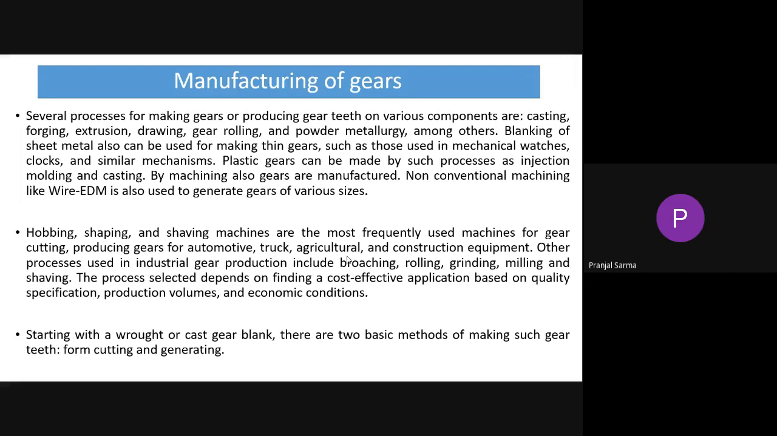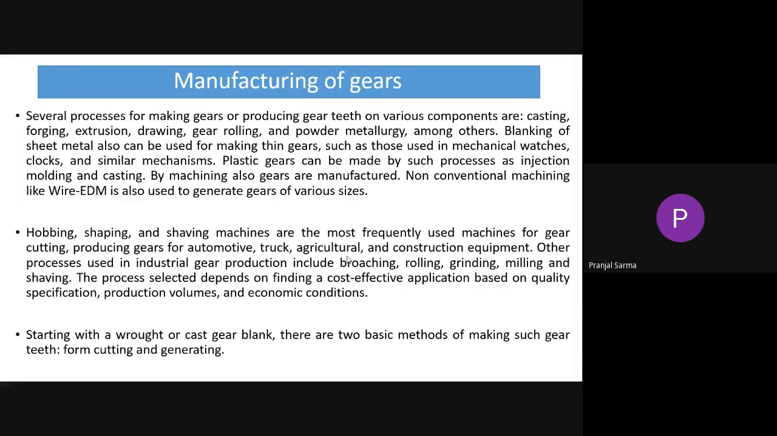Some of the very frequent machines generally used for machining gears are hobbing, shaping, and shaving. These are the most frequently used machines for gear cutting processes, which can be utilized in the automotive sector, in trucks, agricultural sectors, in construction equipment and all. Apart from that, some of the other processes by which industrial gears are mass produced include the broaching process, rolling process, grinding process, milling process, shaving, etc.